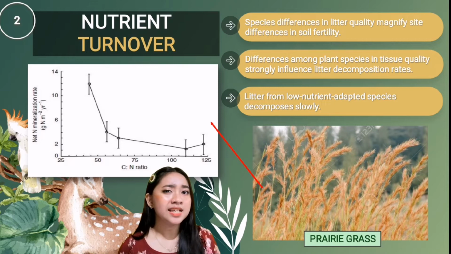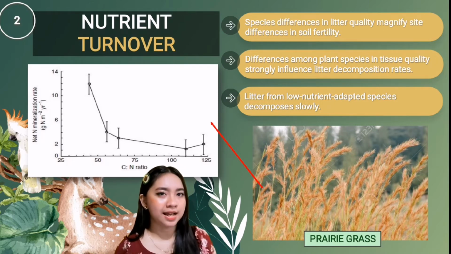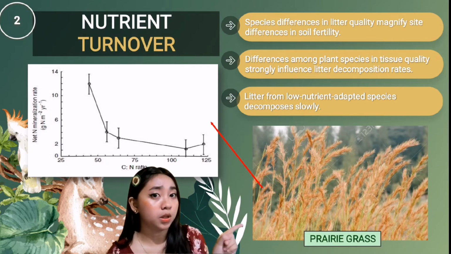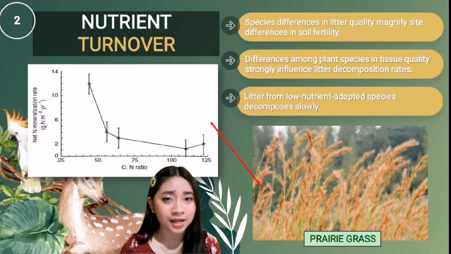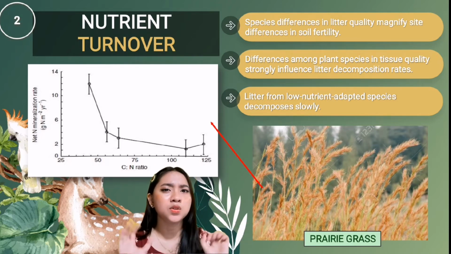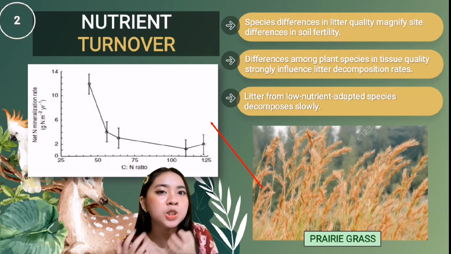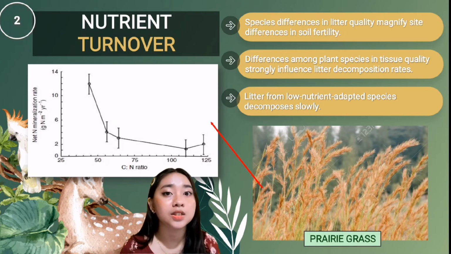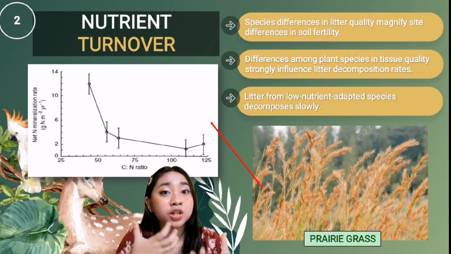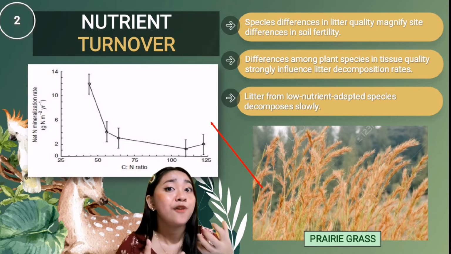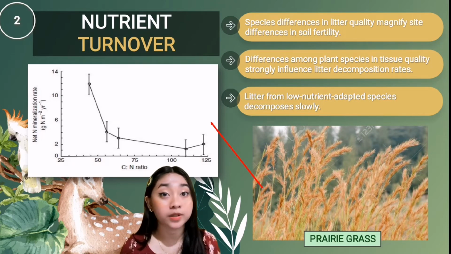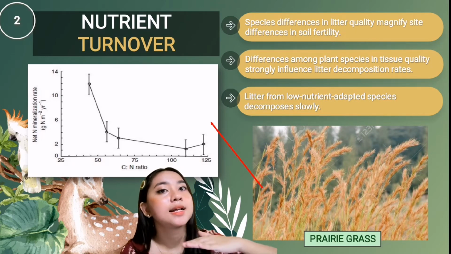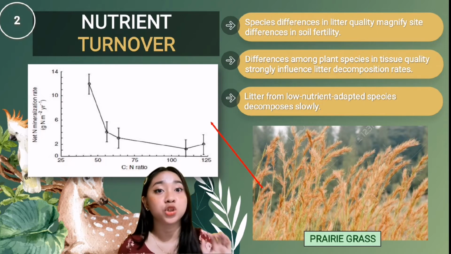So, this is an example of prairie grasses, as shown in the image below. As you can see in the graph above, the experimental planting of species on a common soil shows that species differences in litter quality can alter soil fertility quite quickly. Early successional prairie grasses have litter with a low carbon to nitrogen ratio.